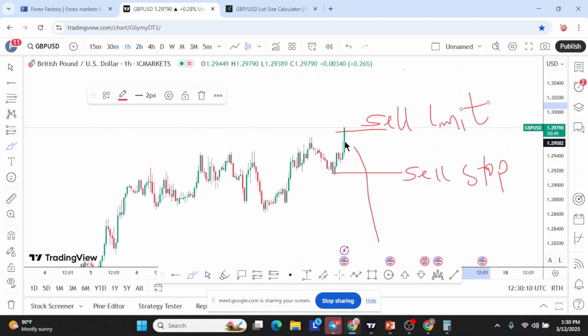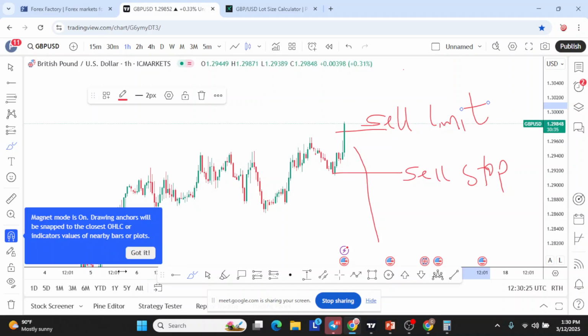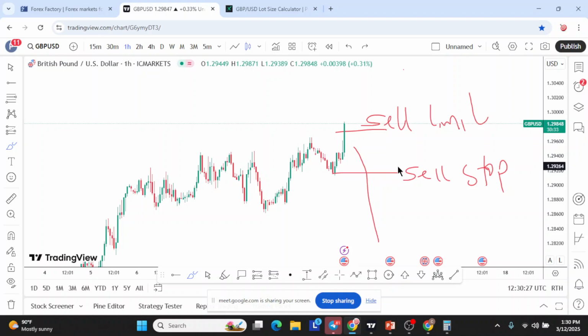Okay, you can see how price just jumped up. That is because we have fundamentals that just came out. So we are still going to talk about fundamental analysis. Okay, so that is sell stop and sell limit.